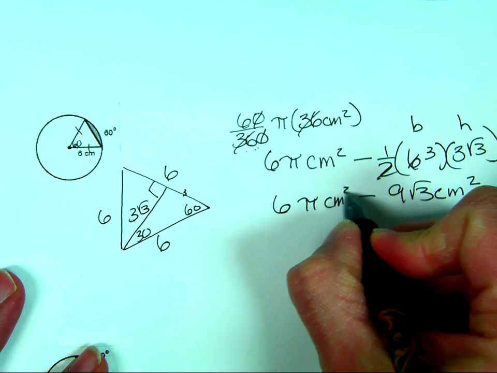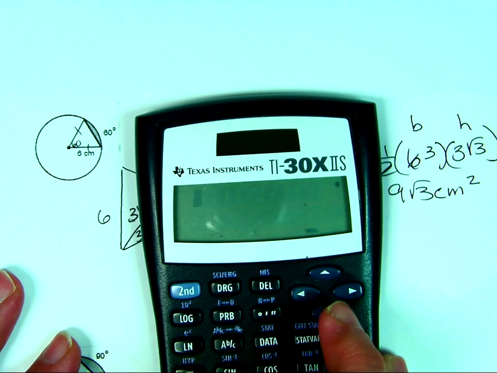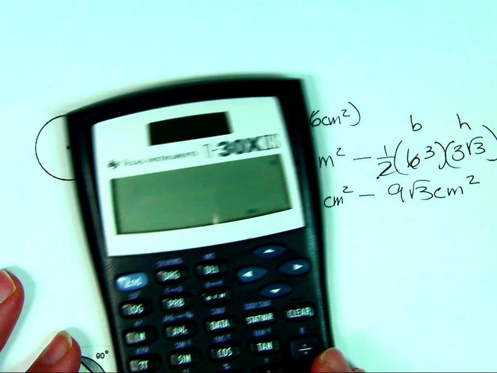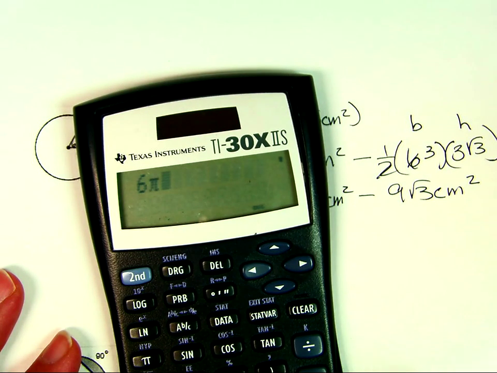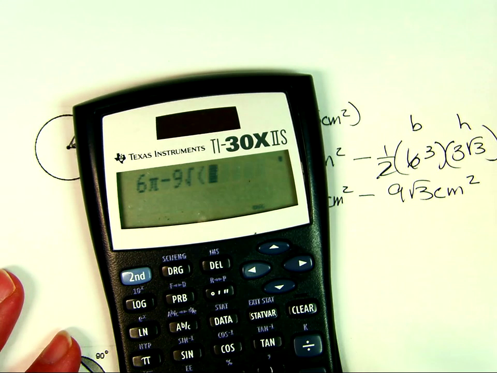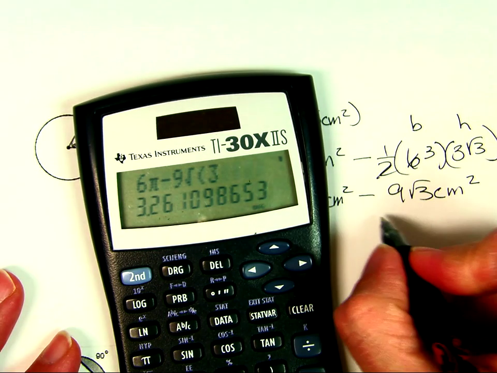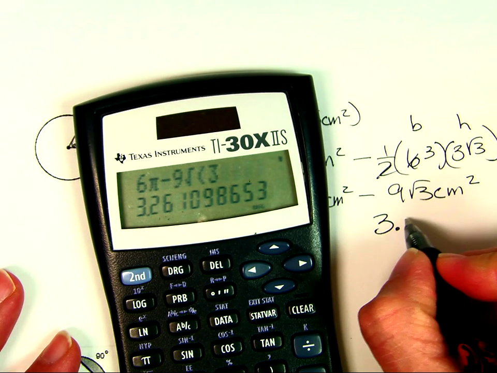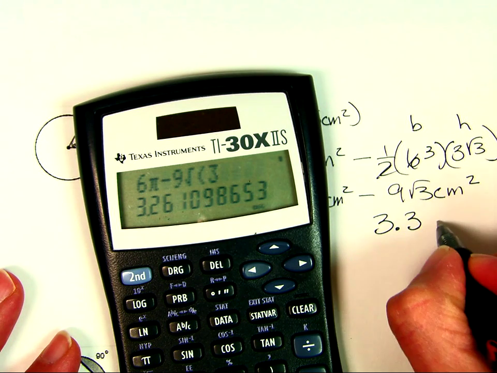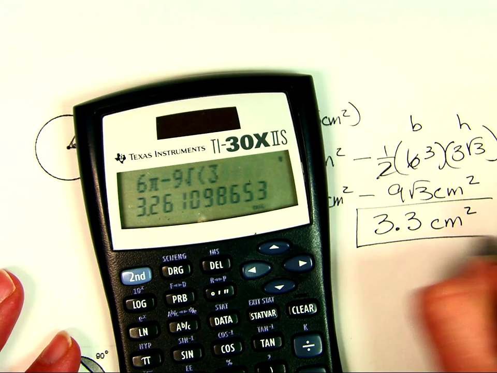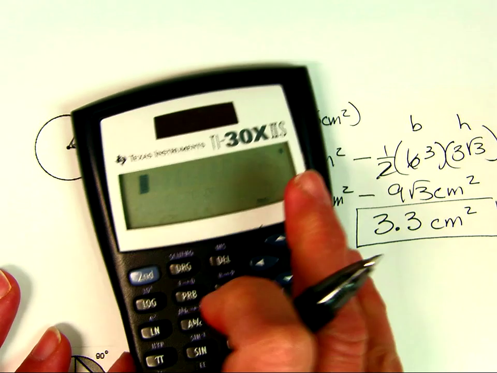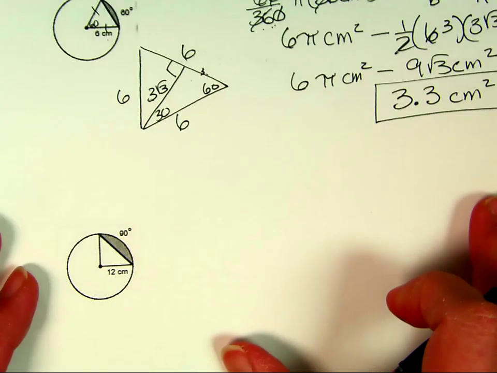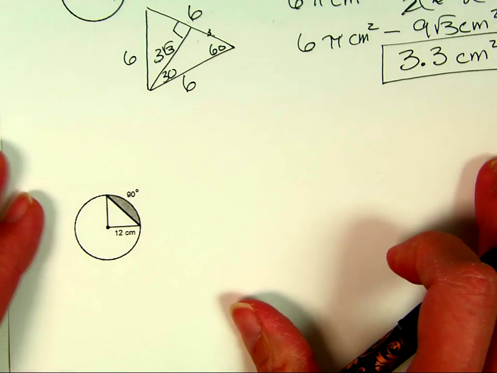6 pi centimeters squared. So I'm going to take my handy-dandy calculator, and I'm going to say 6 times pi minus 9 times the square root of 3, and that gets me 3.26, but since I'm rounding to the nearest tenths, I'm going to say 3.3 centimeters squared. Voila! One more. Okay, our last one for this video.